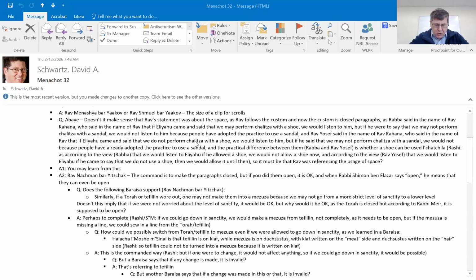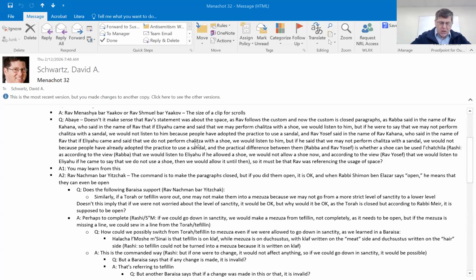V'ibayasemu, or alternatively, you can say that what does it mean, shina bezeh ubazeh tanaihi, that when we see a brisa that says that you cannot change either the tefillin to duchsustus or the mezuzah from duchsustus to cloth, that is according to one particular Tana. And it's a machlokas tanayim.